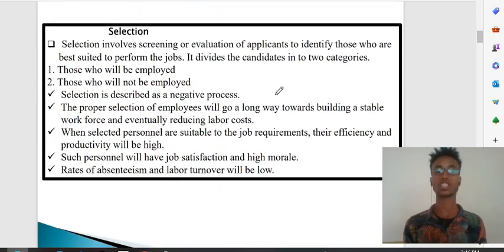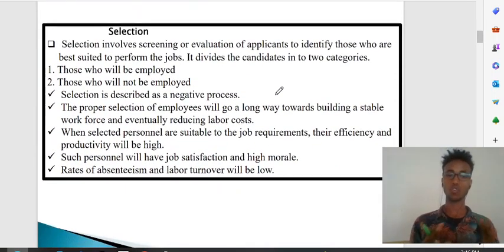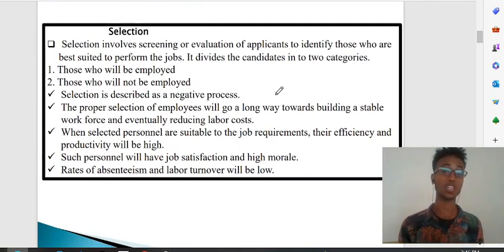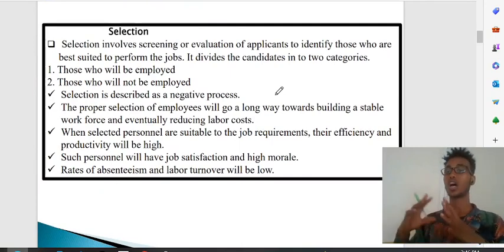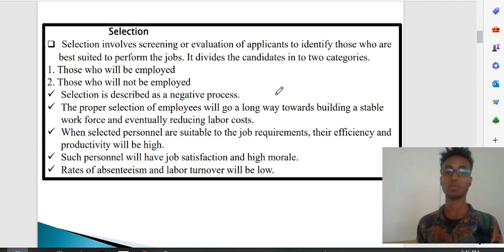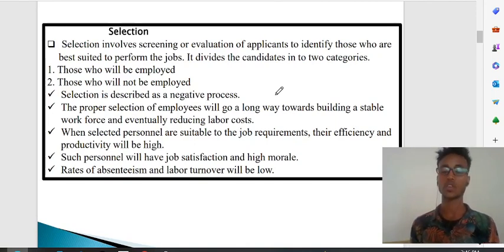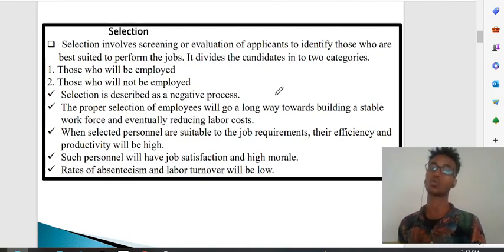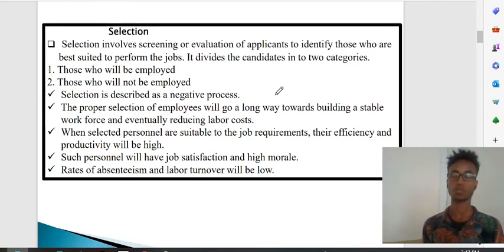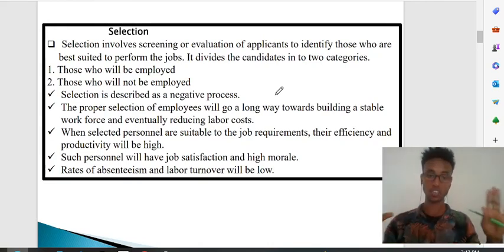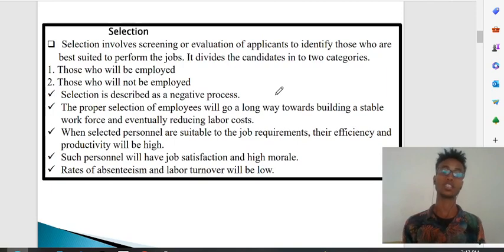Another meaning of selection is that selection involves screening or evaluation of applicants to identify those who are best suited to perform that specific task. It divides the candidates into two categories. So, for example, when a hundred people apply to work for some position, in that case we divide or categorize them.